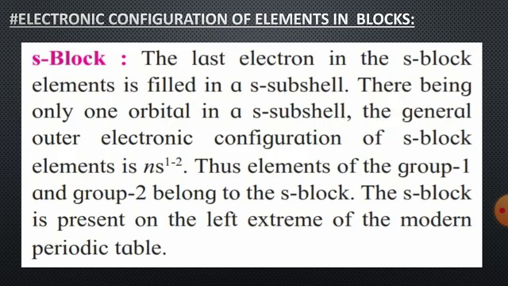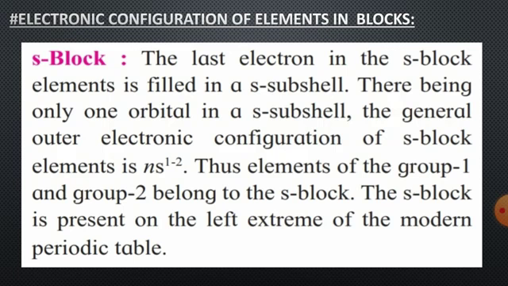These things, shell, subshell, orbital, we have studied in detail earlier. If you have any query regarding it, see our previous lecture. What is shell, orbital, subshell, each and everything we have studied in detail. So here the S subshell will contain only one orbital. So the general outer electronic configuration of an S block element is ns1 to 2.